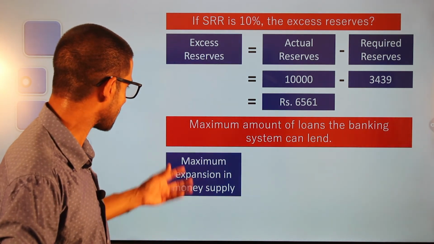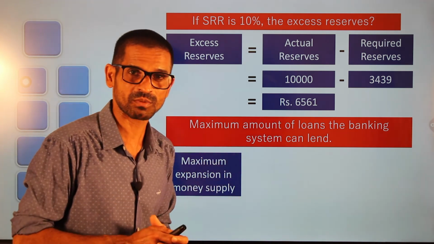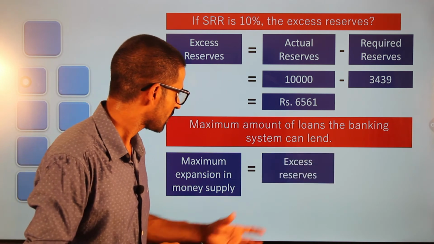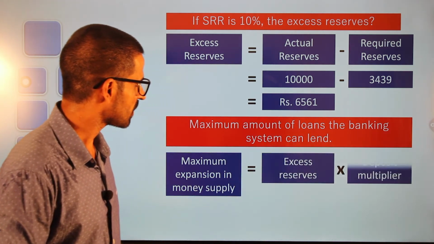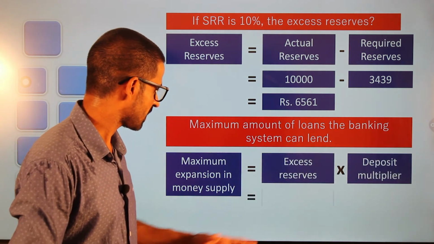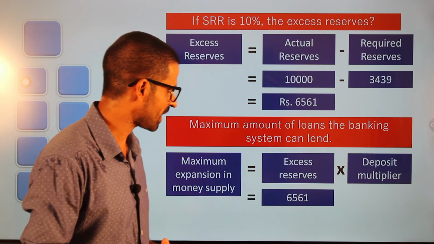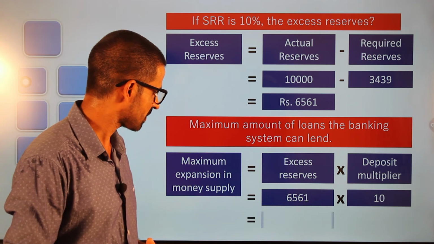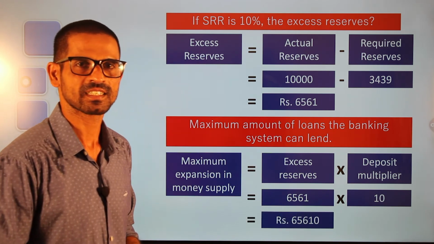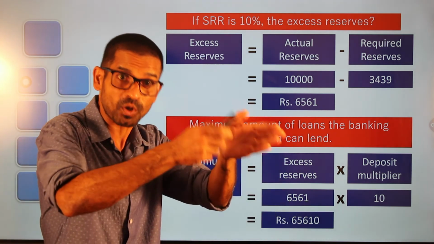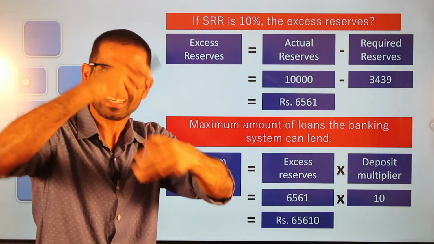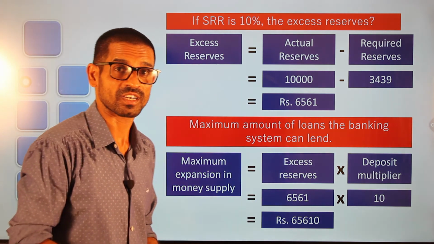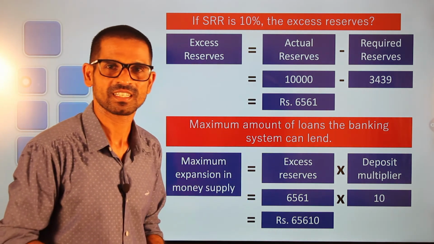So how do you calculate the maximum? That is known as the maximum expansion in money supply as well. Maximum expansion in money supply is excess reserves into deposit multiplier, which is 6,561 into 10, which is 65,610. Right? From that point onward, the banking system can create this much of credit, this much of money, right?